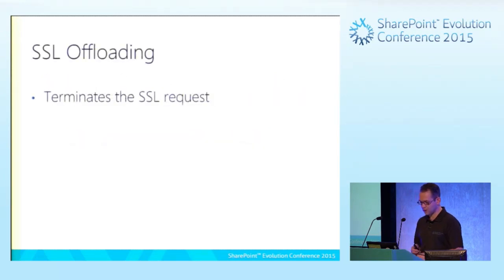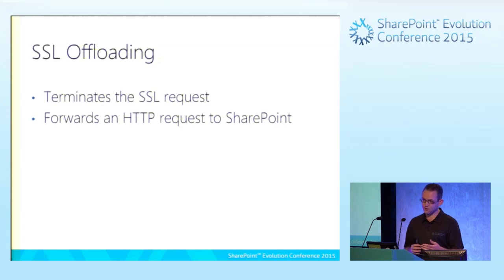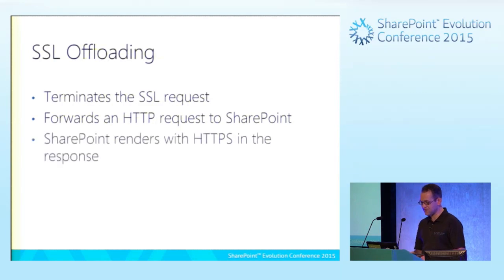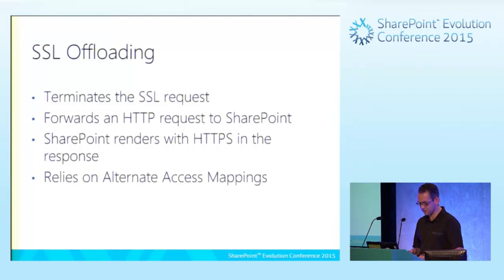So about SSL offloading. SSL offloading means terminating the SSL request at the device, the reverse proxy, or even at load balancers. And it will then forward a normal HTTP request to SharePoint. So the SSL request is terminated at the device, and then SharePoint will get a normal HTTP request. And based on the alternate access mappings, SharePoint will then reply with HTTPS in its response. That's how it's done with path-based site collections.